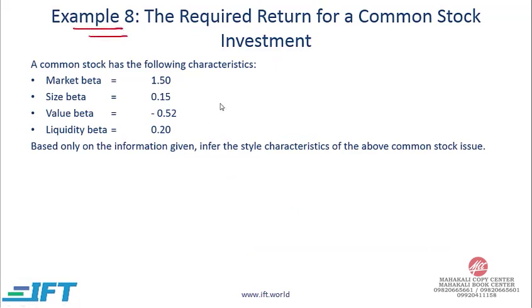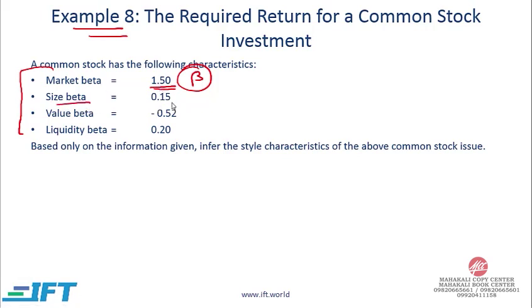Example 8 helps illustrate this particular point. We have a stock with the following characteristics, and based on this information, we are supposed to infer the style characteristic of the stock. The market beta is 1.5. This means that this particular stock is sensitive to market movements. This is the regular beta that we talk about. If the market moves by 1%, this particular stock is expected to move by 1.5%.